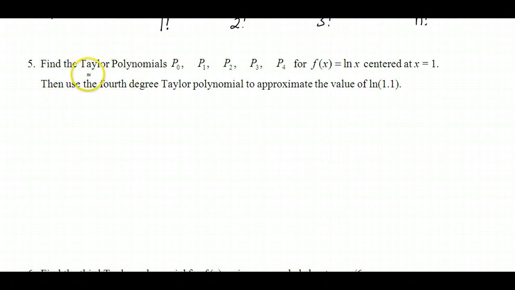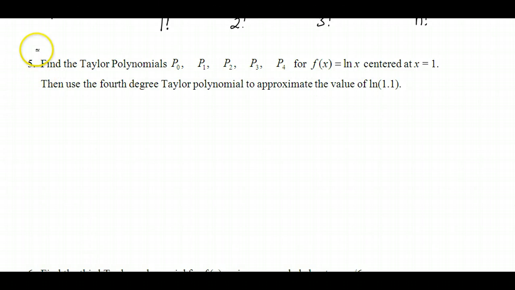You want to find a Taylor polynomial. Actually, we have to find 5 Taylor polynomials. Our 0 degree polynomial, our first degree, second degree, third degree, fourth degree polynomial. Our function is natural log of x. So obviously that's not a polynomial. We're trying to write a polynomial in place of natural log of x. And here it's centered at x equals 1. We can't be centered at 0 because natural log 0 is not part of the domain, it doesn't exist.